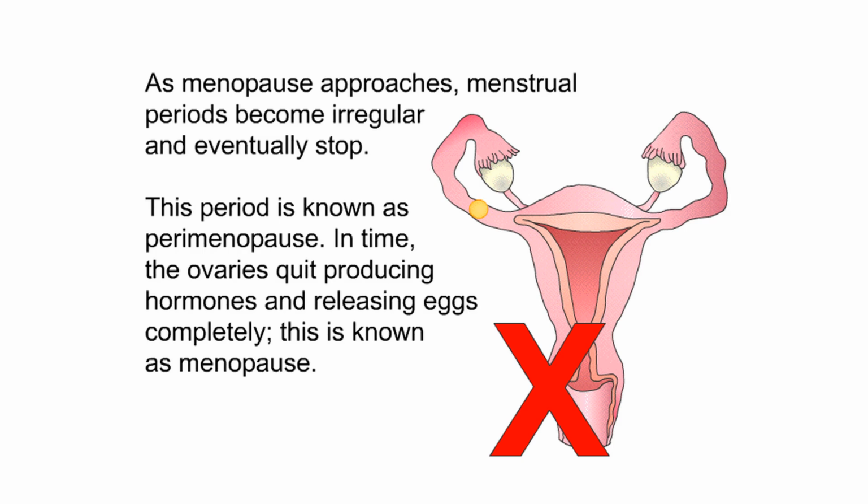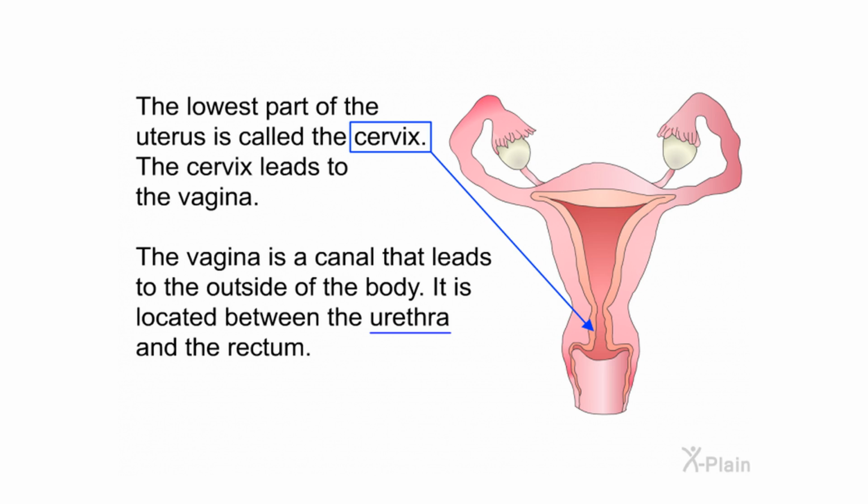As menopause approaches, menstrual periods become irregular and eventually stop. This period is known as perimenopause. In time, the ovaries quit producing hormones and releasing eggs completely. This is known as menopause. The lowest part of the uterus is called the cervix. The cervix leads to the vagina. The vagina is a canal that leads to the outside of the body. It is located between the urethra and the rectum.